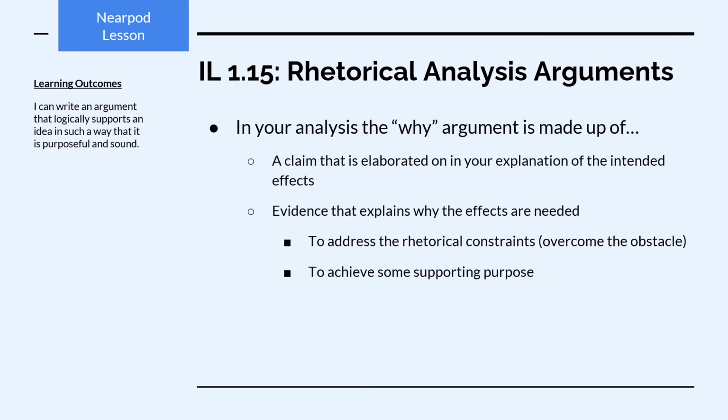Moving from the what argument to the why argument now. In your analysis, the why argument is made up of the second half of your paragraph. The claim is when you elaborate on the intended effects on the audience. And the evidence supporting that claim is explaining why the effects are needed. So in this case, it's why they're needed in terms of overcoming rhetorical constraints, meaning what is getting in the writer's way, what obstacles are present that the writer needs to overcome, and how those are needed to achieve specific supporting purposes. So in that final statement, you explain why it's necessary to even overcome these constraints.